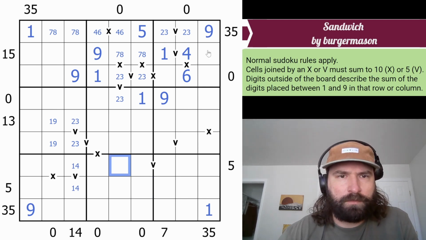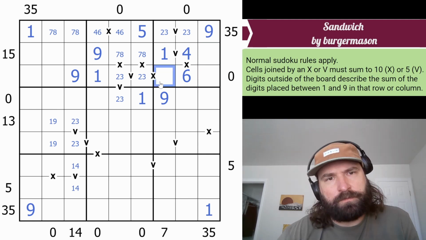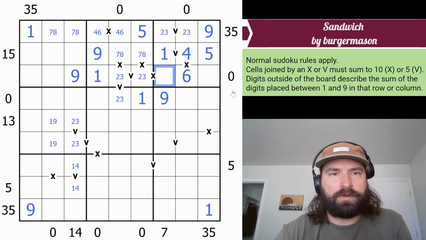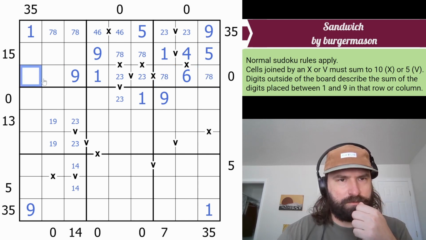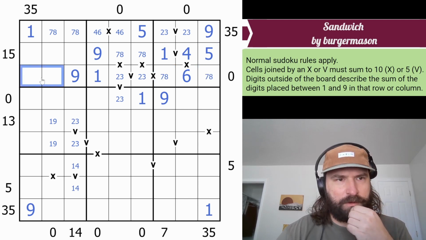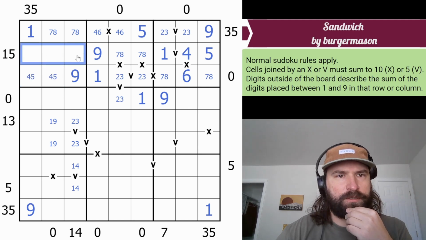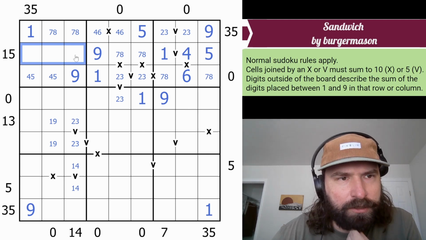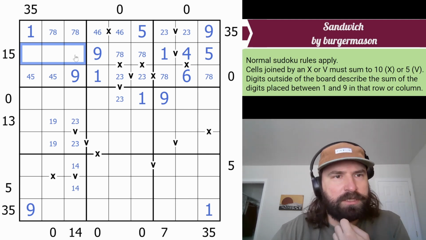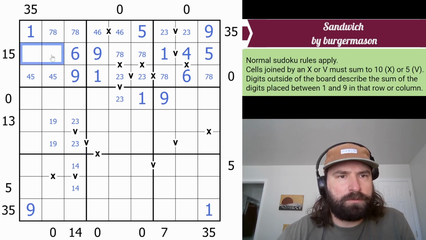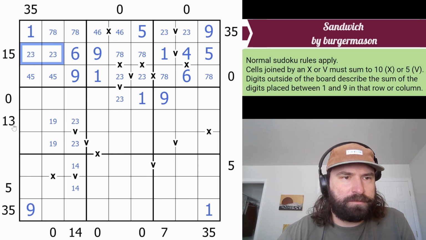Alright, only 3 cells left here. 5, 7, 8. Ooh, 7, 8 pair here. This is a 5. We have a 7, 8 pair here. And these two are a 4, 5 pair. Okay, I like that. These 3, which I could have gotten to a little while ago. 2, 3, 6. 2, 3 are here, so this is a 6. This is 2, 3. Alright, 13 clue. So we have either a 1 or a 9 here.